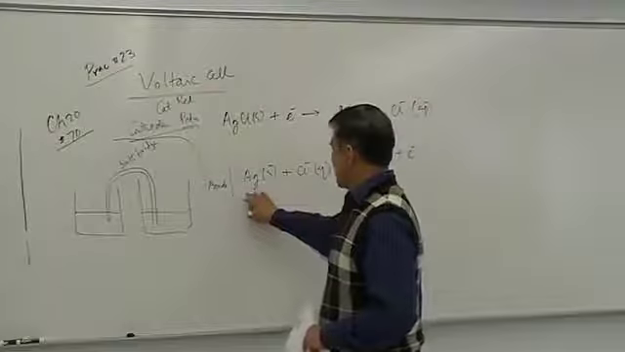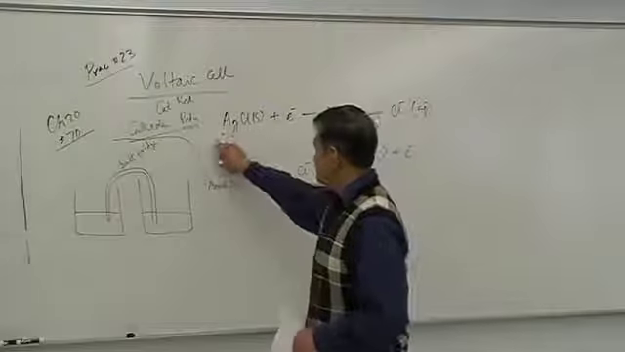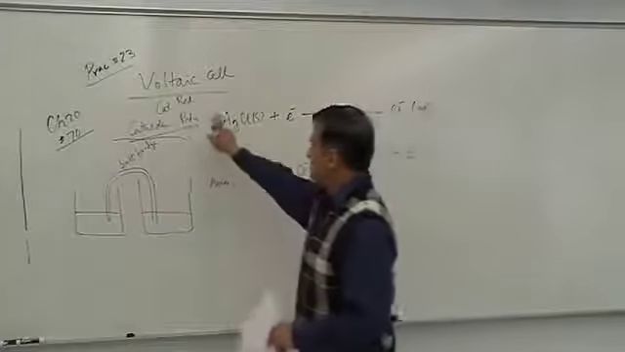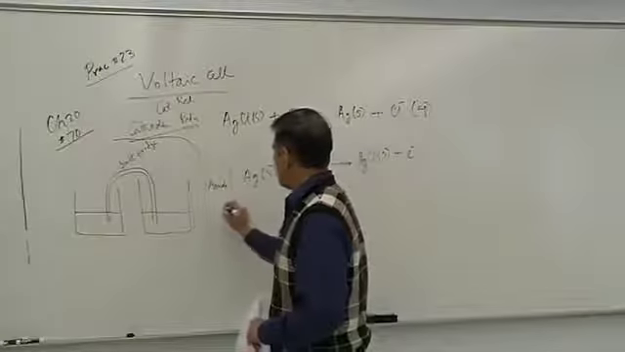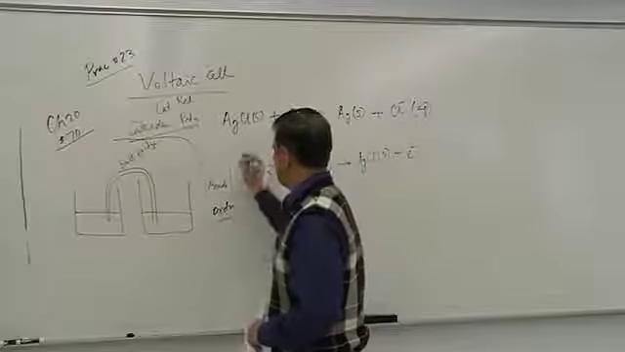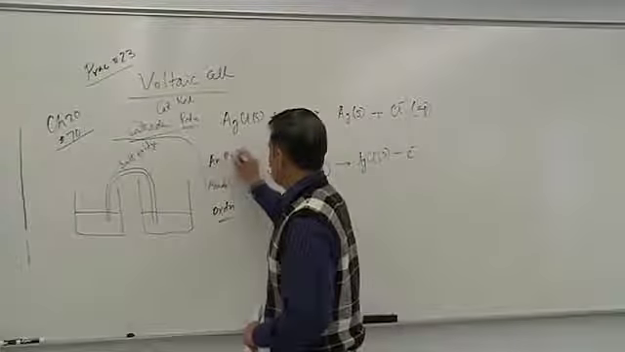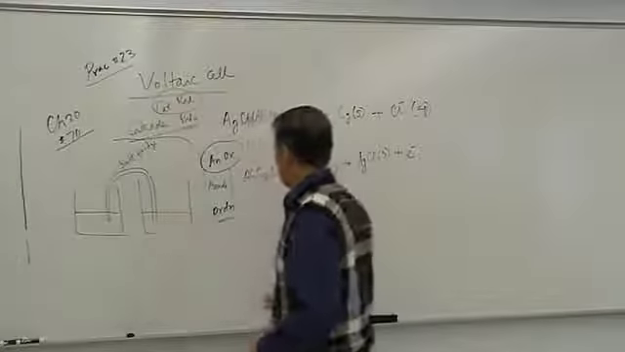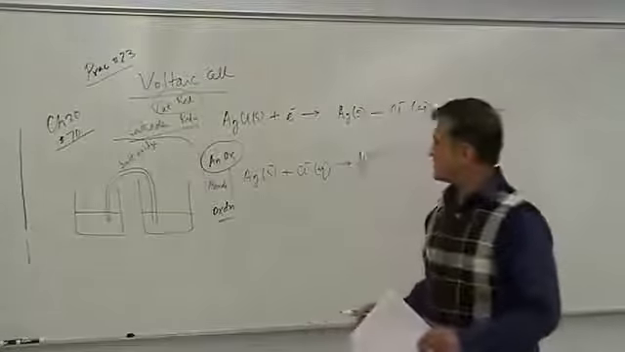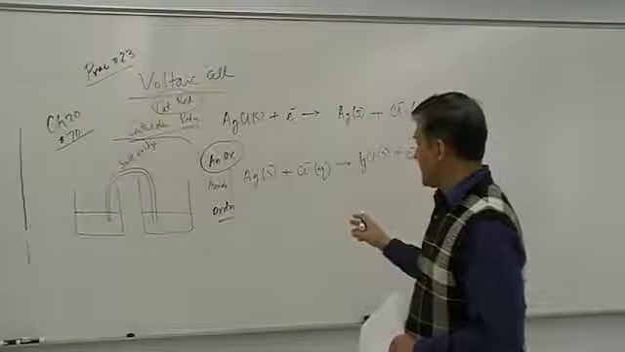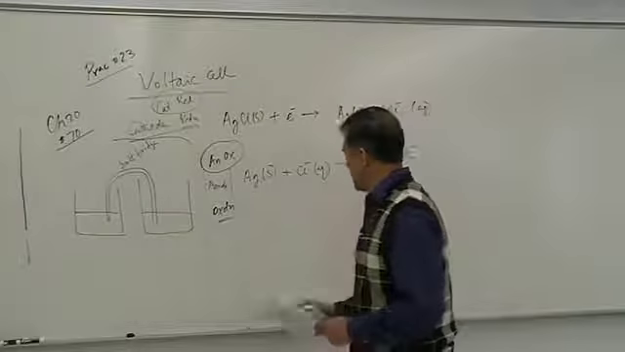So this part is going to act as anode, this part is going to act as a cathode. So cathode reduction, anode oxidation. I ask students to remember this: An Ox, Cat Red. That way you know that in the voltaic cell, always the reduction happens at cathode, oxidation happens at anode.